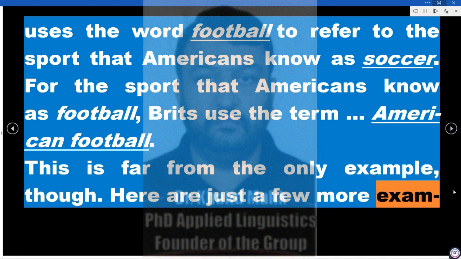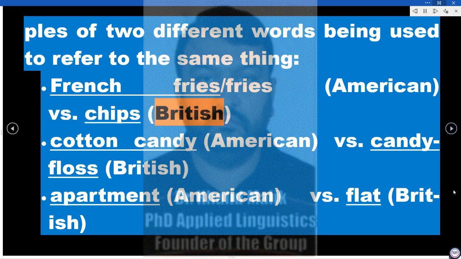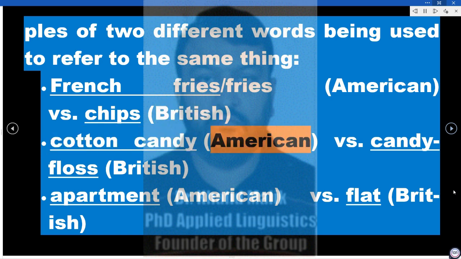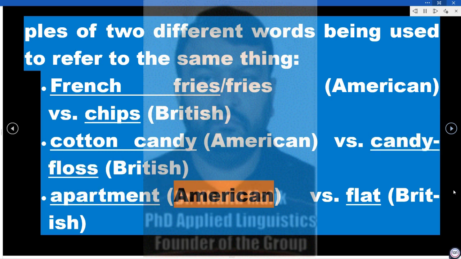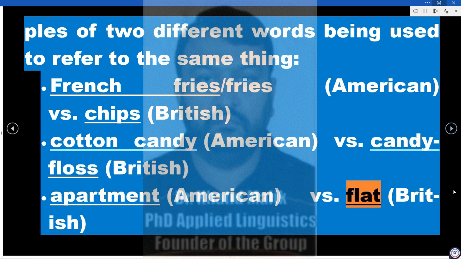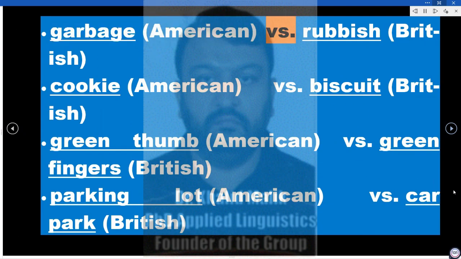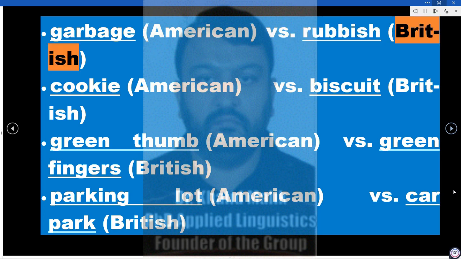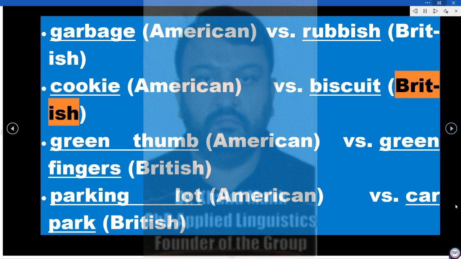Here are just a few more examples of two different words being used to refer to the same thing. French fries are "fries", American, versus "chips", British. Cotton candy, American, versus candy floss, British. Apartment, American, versus flat, British. Garbage, American, versus rubbish, British. Cookie, American, versus biscuit, British.